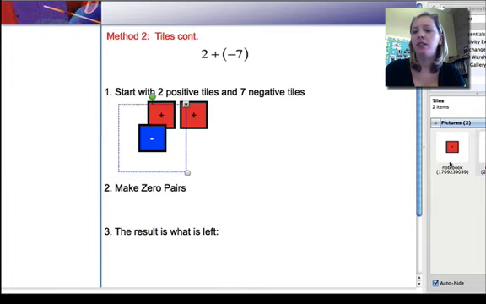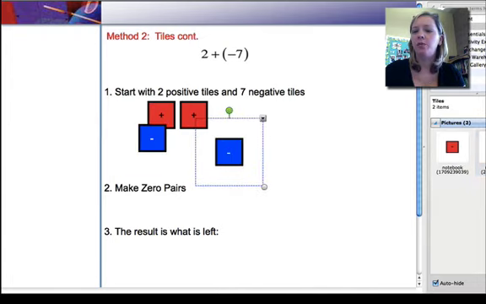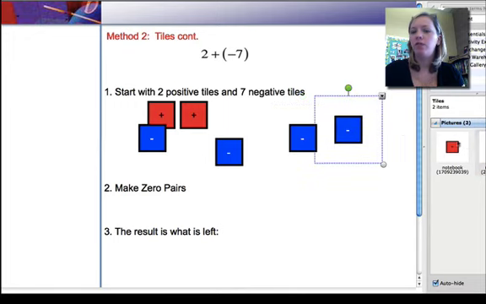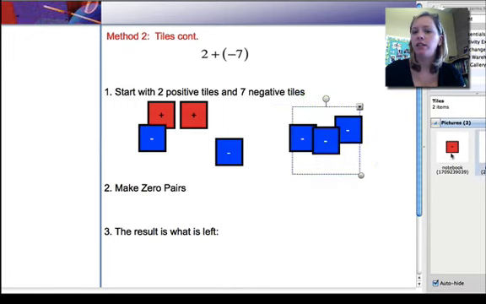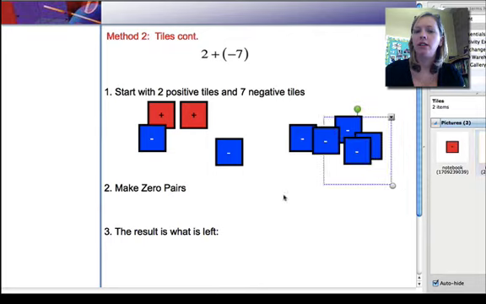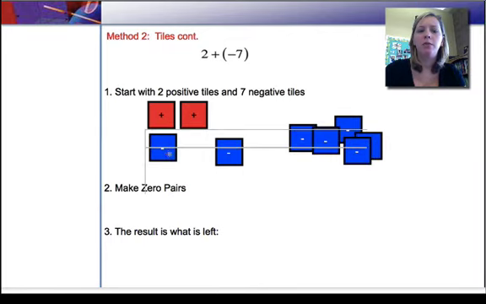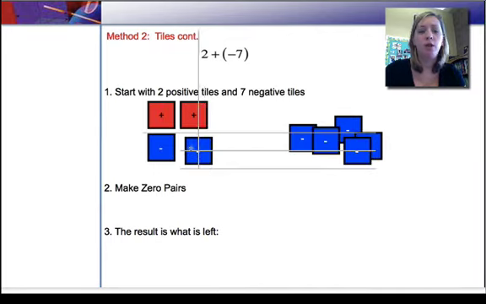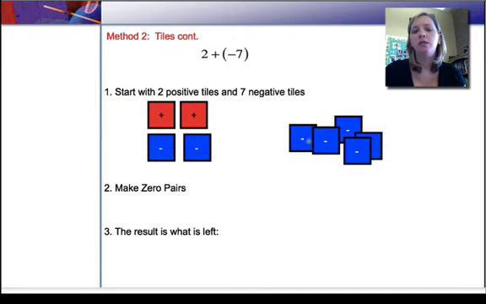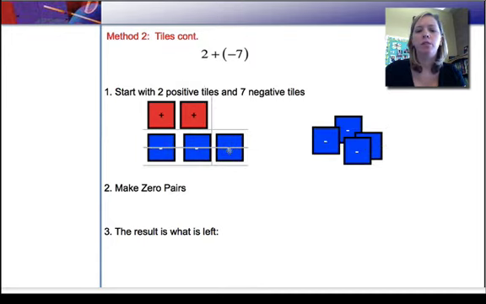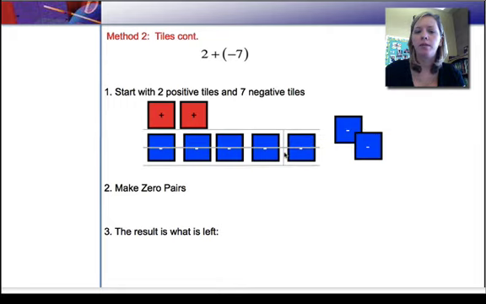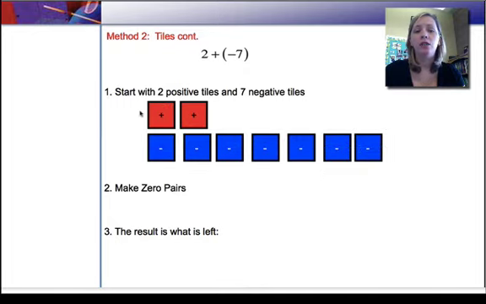This time I'll just get them all out there, and then I'll try to line them up. So 1, 2, 3, 4, 5, 6, 7. Now I've got them all there. Let's line them up nicely, because that helps us figure out what our 0 pairs are, and it helps us figure out what we have left over, which is the important part of this. So we're adding 2 positive tiles to 7 negative tiles.